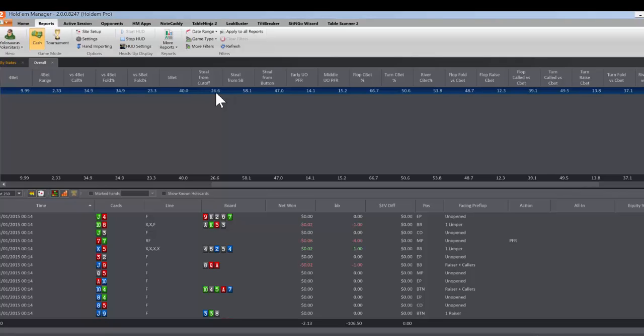Okay, so you're stealing from the cutoff 26%. I think it's fine. 58% from the small blind. Yeah, that's good. I think the later we go, the wider we should steal. Even though we have absolute position post-flop from the button, I think it's still going to be more profitable to steal from the small blind, given that there is only one player left to act behind us.